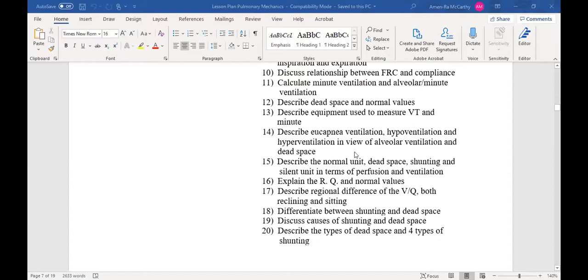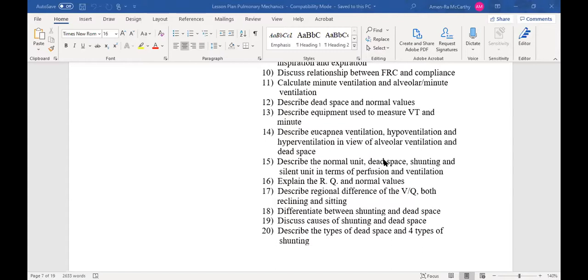Then we're going to talk about the normal unit, the dead space, and then we're talking about alveoli. Alveoli are described as units. Either it's a normal unit, a dead space unit, a shunting unit, or a silent unit. That's in terms of perfusion and ventilation. Because we said that in the alveoli there should be some magic happening, right? But not necessarily. If the alveoli is closed, ain't no magic happening, right? Or if there's no blood touching the alveoli.